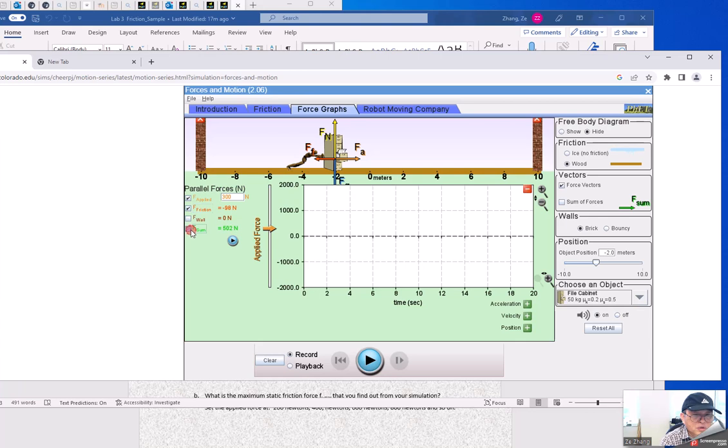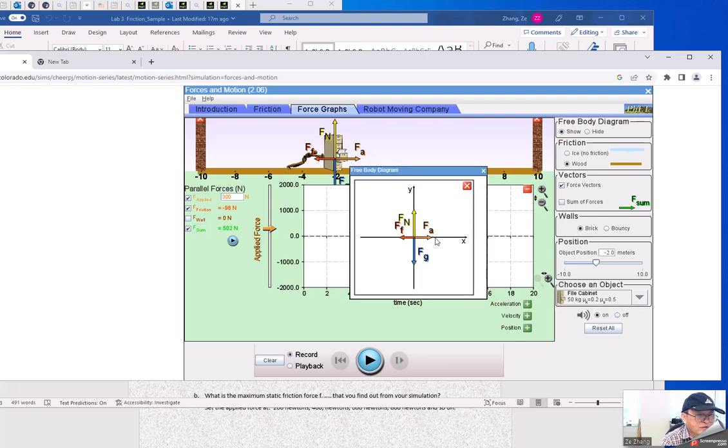Simulations, and the total displayed here. And watch. Now you see the free body diagram. In this case, the applied force is a little bit bigger than the friction force now. So it's overcome the friction force. Therefore, the cabinet will start moving.